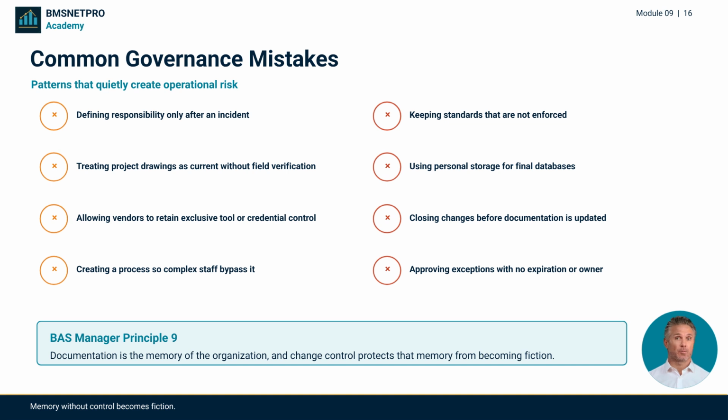Common mistakes include undefined responsibility, unenforced standards, unverified drawings, personal storage of final databases, exclusive vendor control, closing changes before documentation updates, overly complex processes, and unowned exceptions.